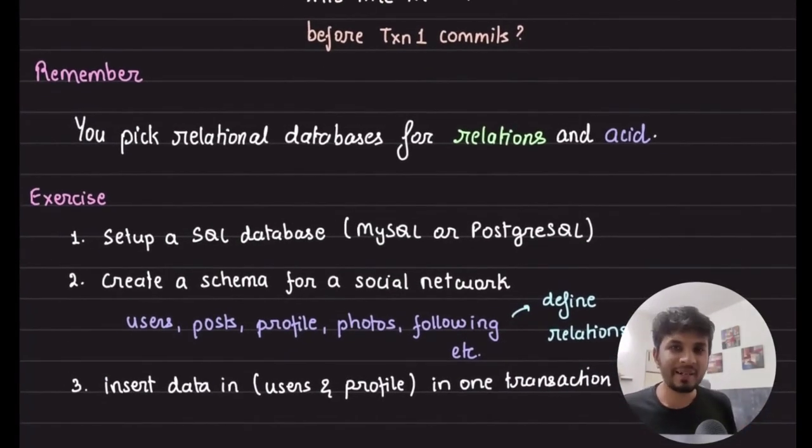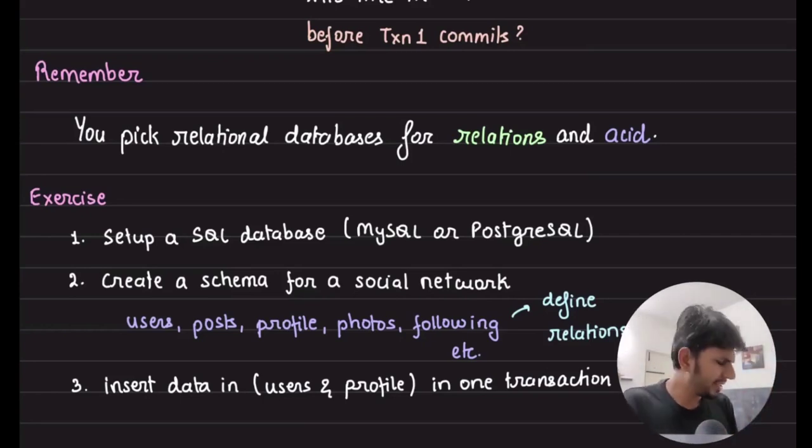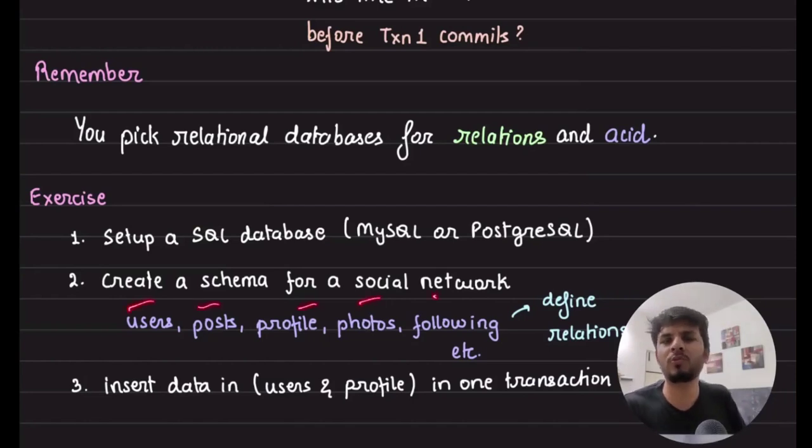What I would recommend is to do this exercise, because theoretical knowledge is okay, but having hands-on experience makes a lot of difference. Do these three simple things. First, set up a SQL database, be it MySQL, Postgres, pick your favorite. Create a schema for a social network, like user, post, profile photos, following, stats, and whatnot. Go into the complexities that you would want to dive deep into, and try to model relationships between them. Try to model constraints within them.